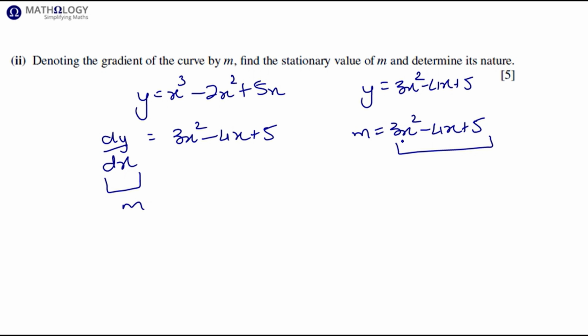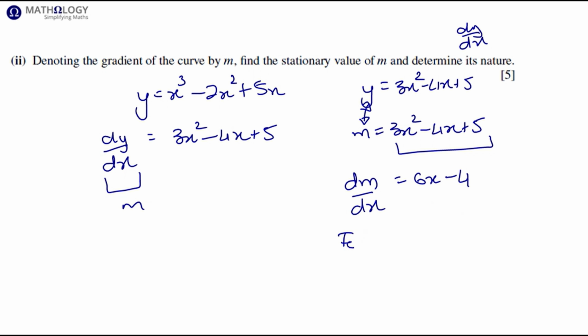We are just now assigning this quadratic, 3x squared minus 4x plus 5, the letter m. So to find the stationary value of y equals 3x squared minus 4x plus 5, we would find dy/dx and find the stationary point. In this instance, we are calling y m. So to find the stationary value of m, we are just going to find dm/dx, which is the derivative of this function, 3x squared minus 4x plus 5, which is 6x minus 4.